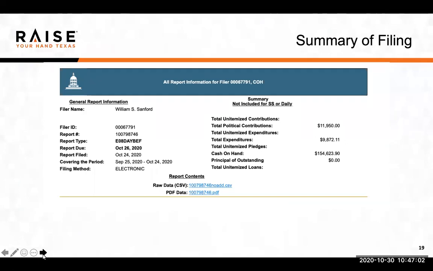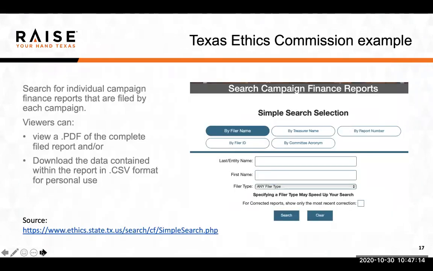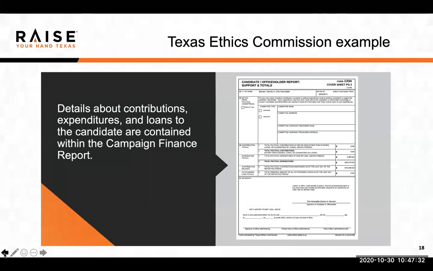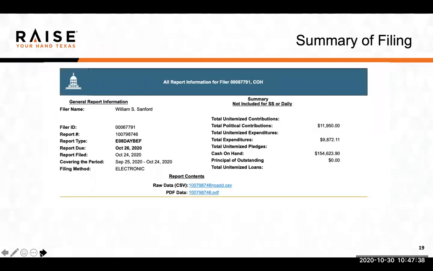I kind of got these two slides backwards, but this particular slide shows you that PDF example and the CSV. So the values on the right side of this page, the summary, came from that report that we looked at right here. However, this is a different candidate, so the numbers don't match up, but this is what the screen looks like.